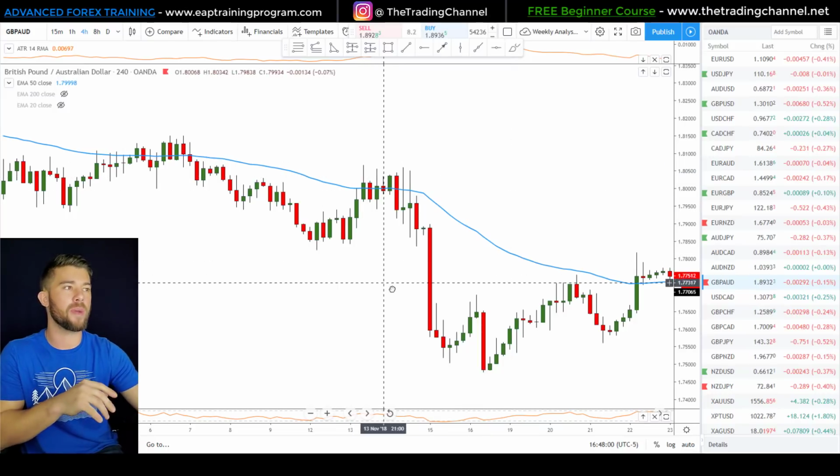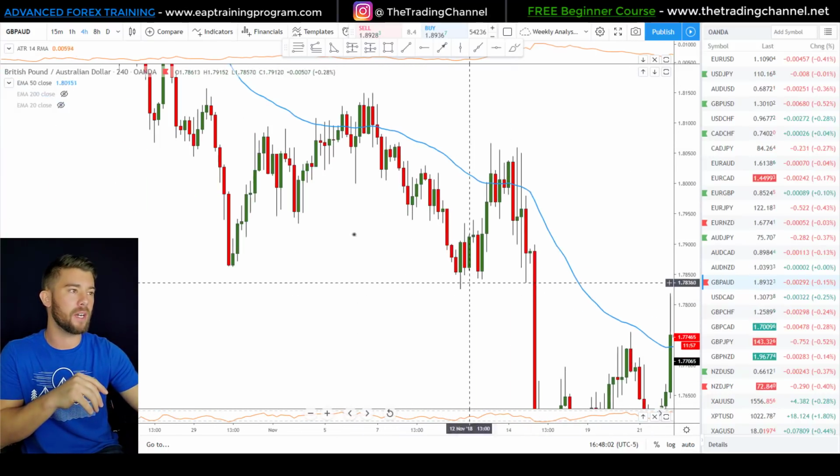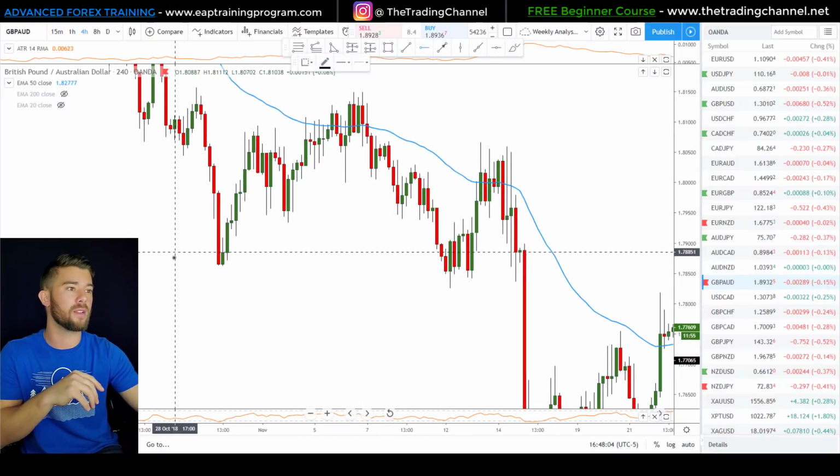So in this case here on the pound Aussie, we have the market in a downtrend. We're breaking into new lows, looking left right here.